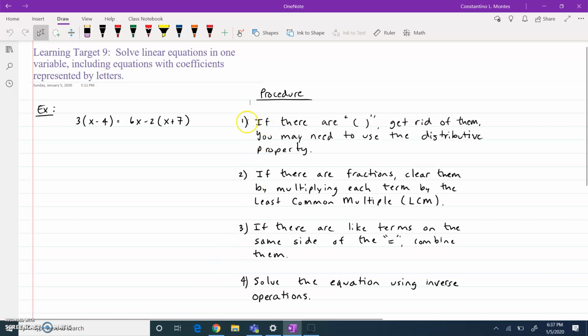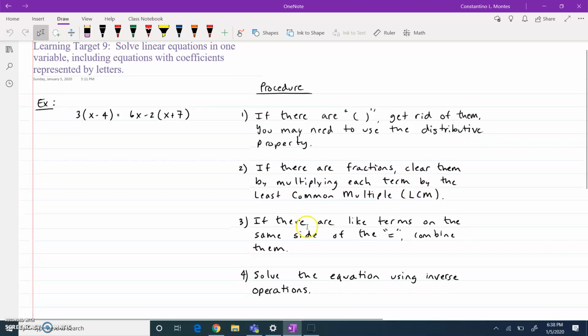So first step would be, if there are parentheses, get rid of them. You may need to use the distributive property for that. Step 2 is, if there are fractions, clear them by multiplying each term by the least common multiple, and we're going to refer to that as the LCM. Number 3, if there are like terms on the same side of the equal sign, combine them. And then finally, number 4 is solve the equation using inverse operations.